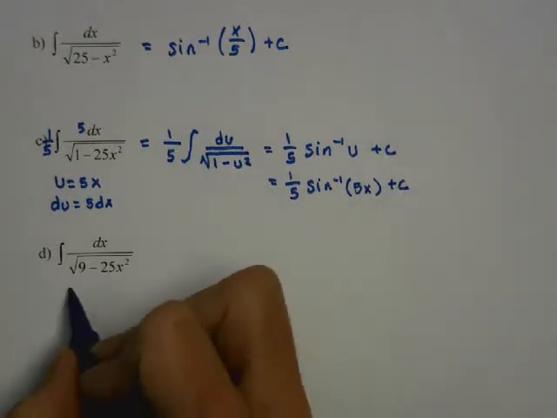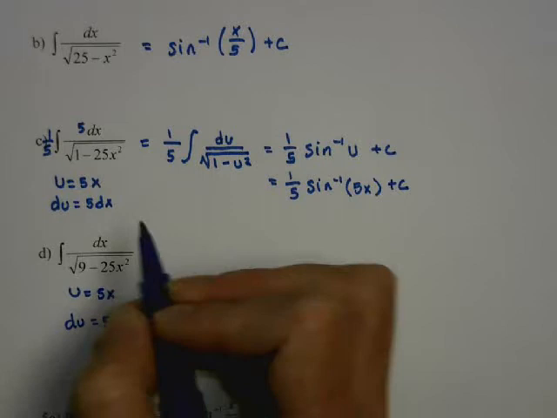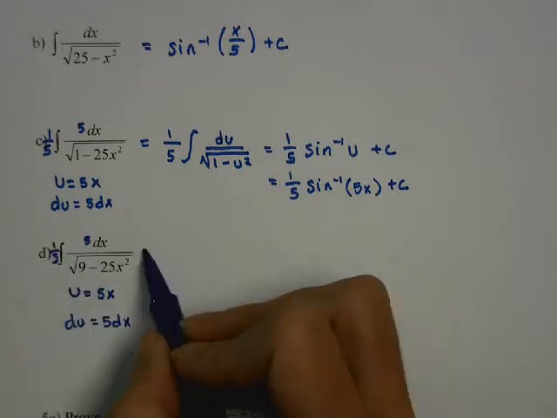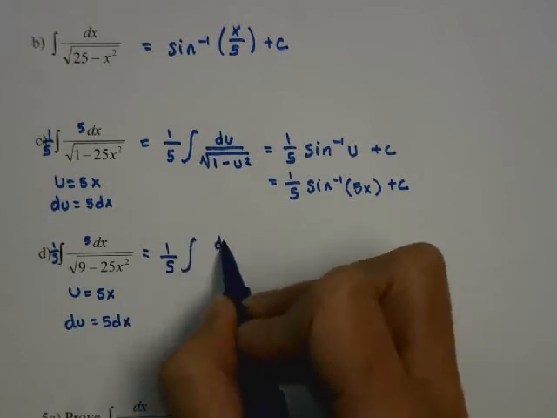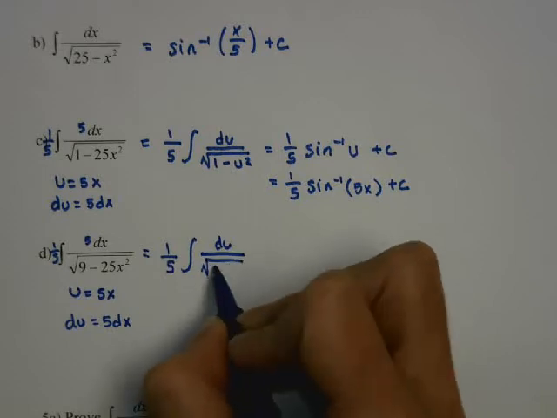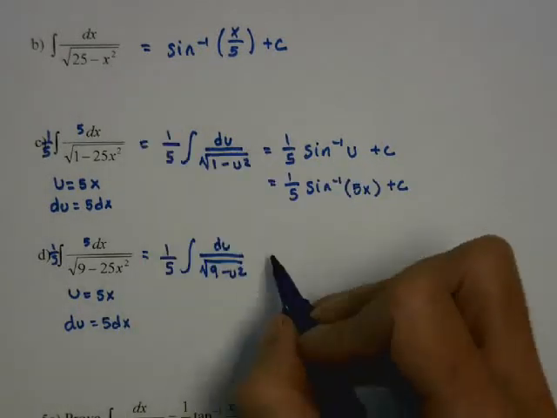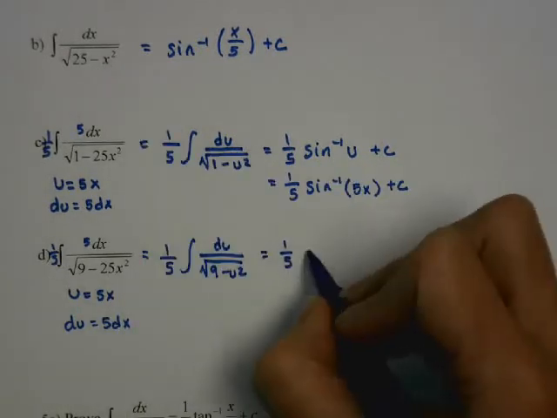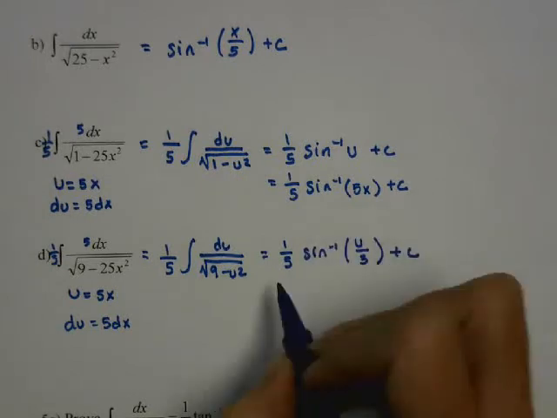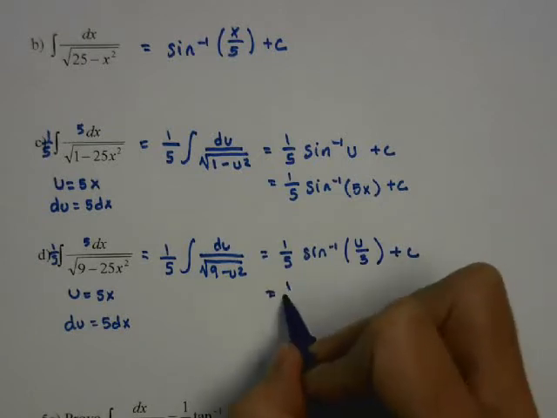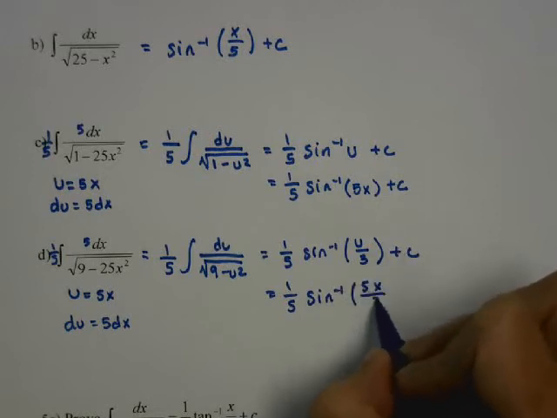I'm going to do the same thing here. Let u equal 5x, du will equal 5 dx. So we have the square root of 9 minus u squared. So that fits our pattern, just like this one. So this will be 1/5 times the sine inverse of u over 3, which is going to be 1/5 times the sine inverse of 5x over 3.